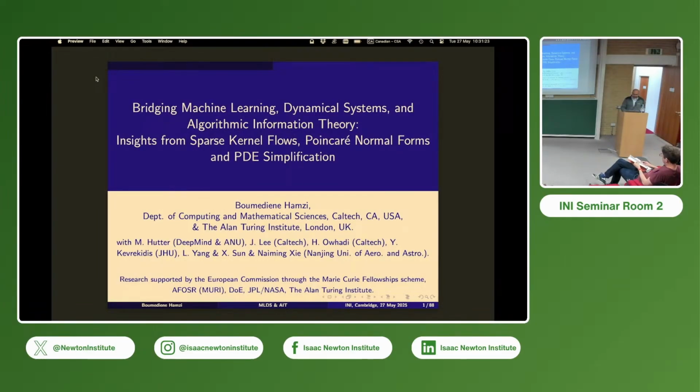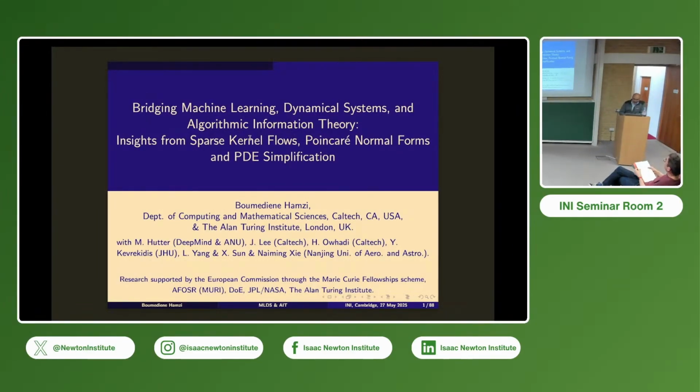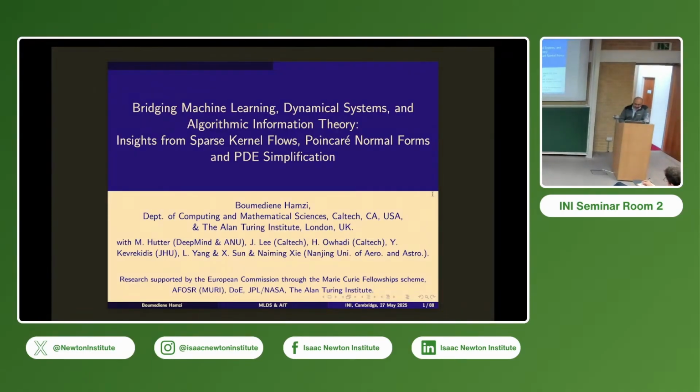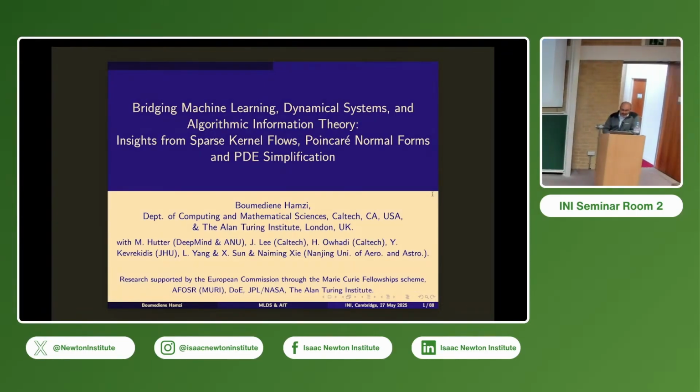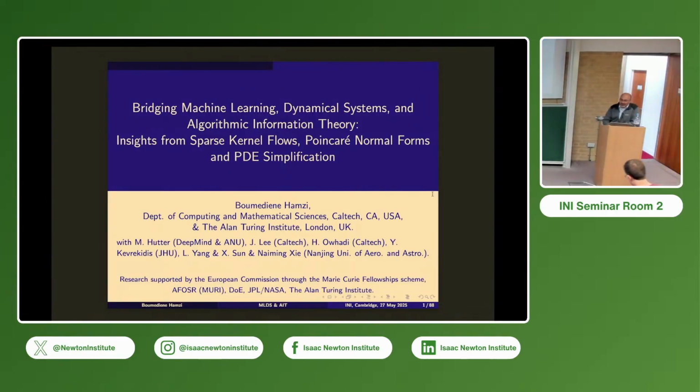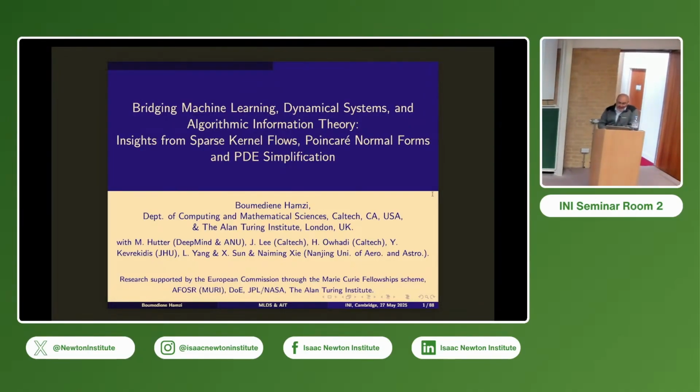This is kind of an experimental talk, so I'm looking forward to feedback from participants and the audience in general. I'm trying to bridge the gap between three different areas: machine learning, dynamical systems, and algorithmic information theory. I would like to illustrate this through kernel methods. A lot of people here are fans of kernel methods. I'm trying to reformulate kernel methods using insights from algorithmic information theory and Kolmogorov complexity in particular.